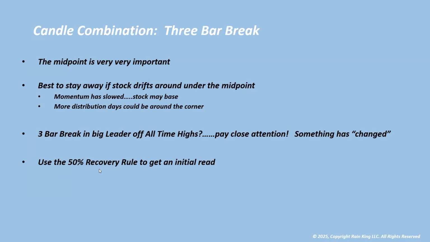And as I mentioned, the simple 50% recovery rule is to get an initial read within a couple of days on the action of the stock. Obviously, you've got to do some more homework on it. You want to look at the general market and other leaders to see if it's a group thing or if it's just your individual stock that might be starting to give you some sell signals. Anything more you want to say here about the summarization on the 3-bar break, Jason?